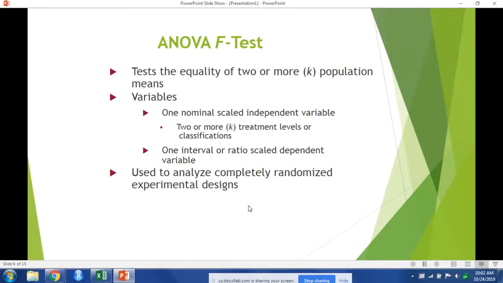So an ANOVA tests the equality of 2 or more populations, and it can be used on a randomized experimental design. Basically, the test itself looks at, are all the means equal, and our alternative or research hypothesis is the means are not all equal.